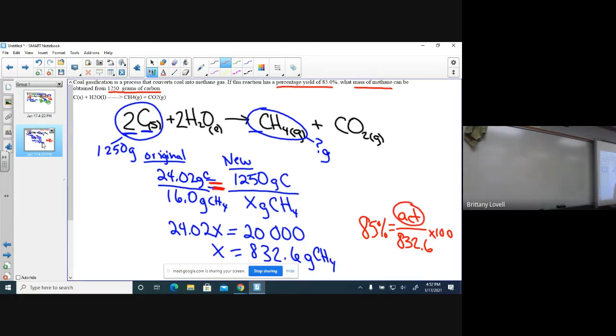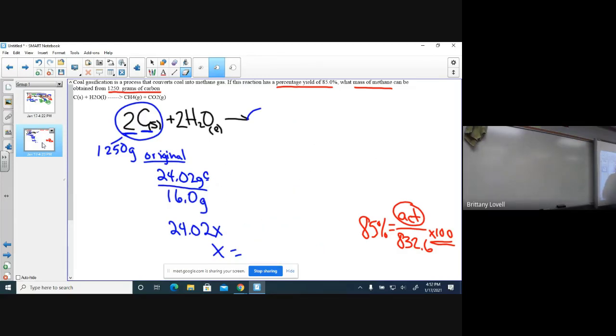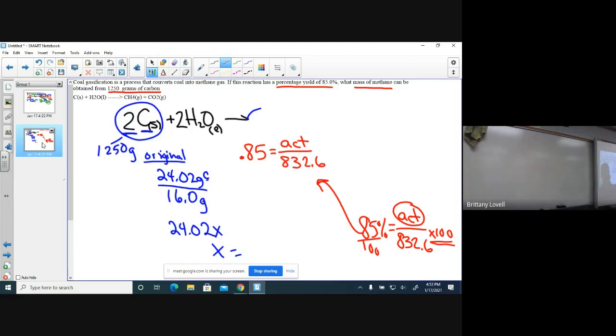Now, in a situation like this, you've got this 100 right here. You really need to get rid of it, right? So I'm just going to divide both sides by 100. So it's going to make my equation look like this. And again, I'm going to erase a little bit just so I've got some room to work here. So I'm going to take my 85 divided by 100 first, okay? So it's going to make it look like this. I've got 0.85 is equal to actual yield over 832.6. And now at this point, that looks like something we can solve, right?